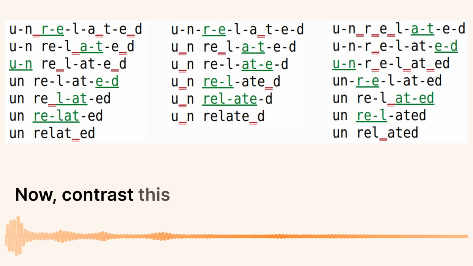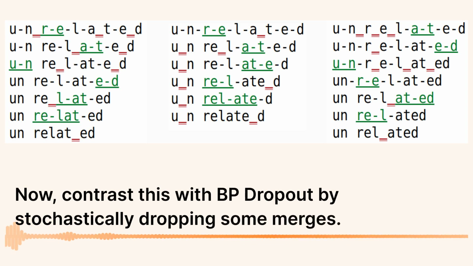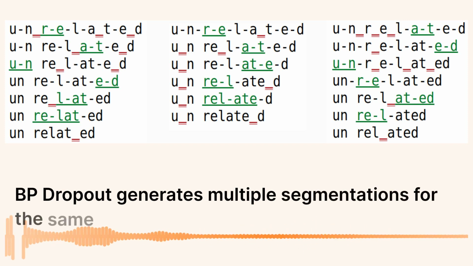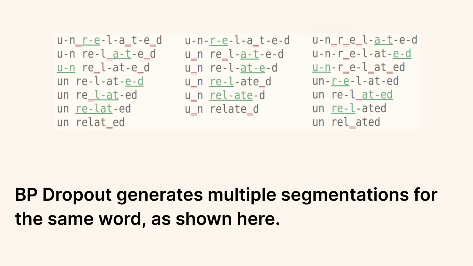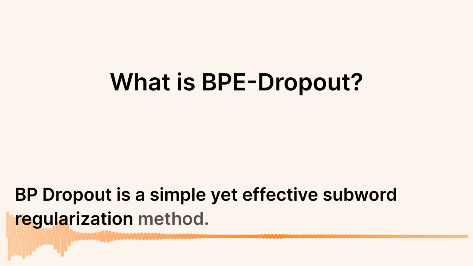Now, contrast this with BPE dropout. By stochastically dropping some merges, BPE dropout generates multiple segmentations for the same word, as shown here. BPE dropout is a simple yet effective subword regularization method.